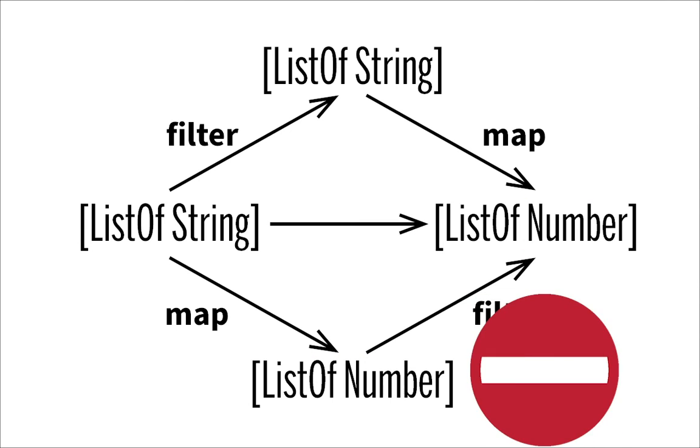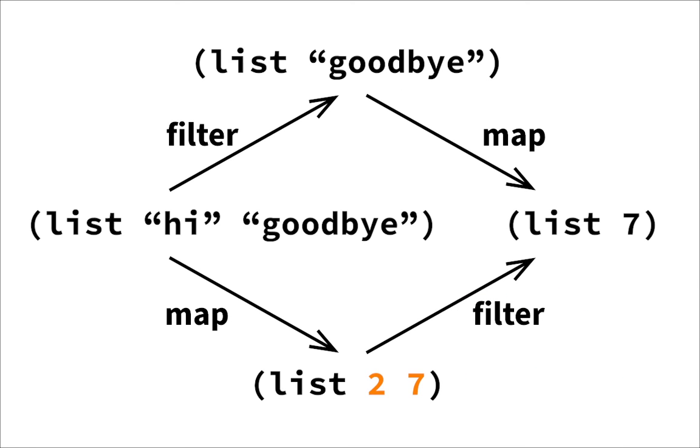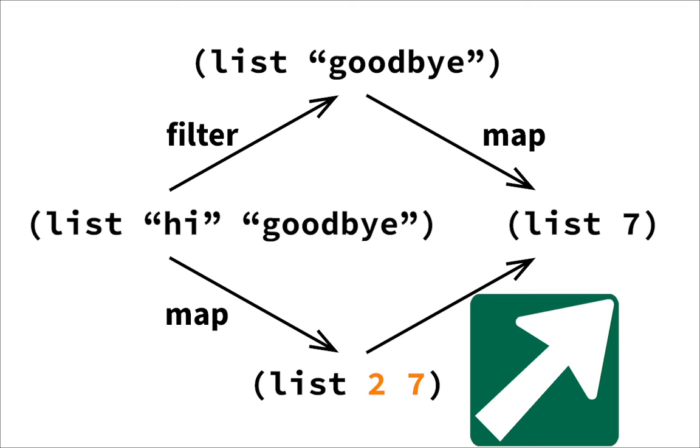But for some problems, only one of these two paths is viable. If we want to find the length of strings longer than three characters, we could take both paths. Because even after we turn each string into its length, we could still know whether to keep that number. We just keep that number if it's greater than three.